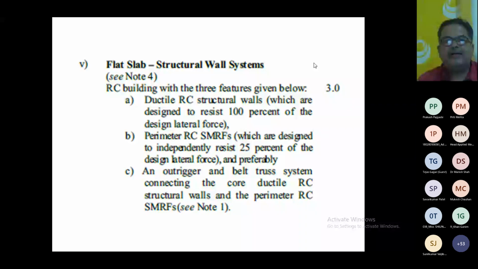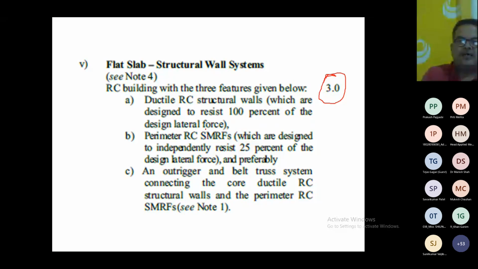A flat slab system, we know the flat slab. The flat slab has higher thickness of slab, and therefore the mass of the flat slab is higher. We know what earthquake force is. Earthquake force is mass into acceleration. So mass is higher, it means earthquake force is higher, and therefore the R factor given is less here, right?